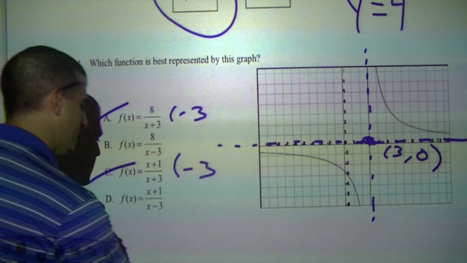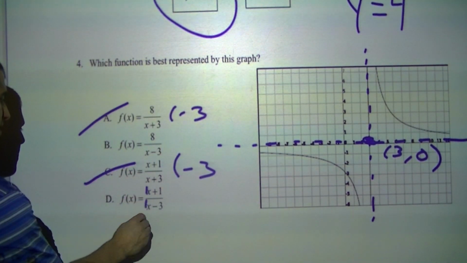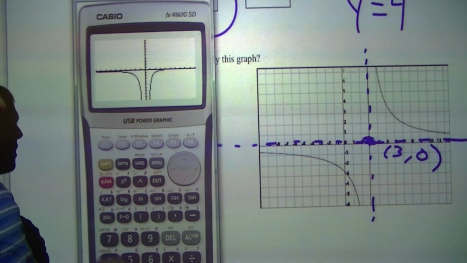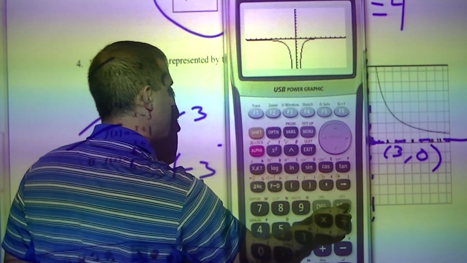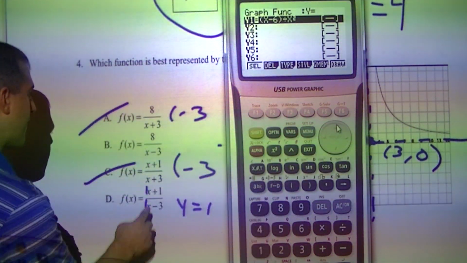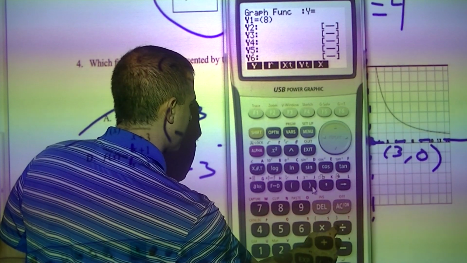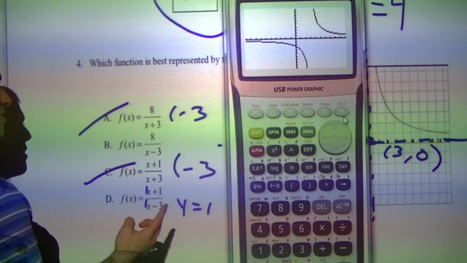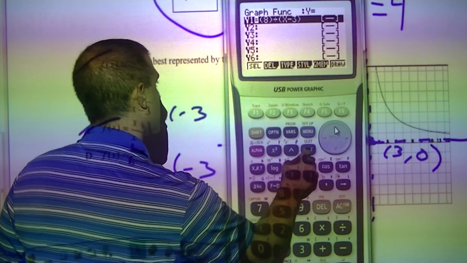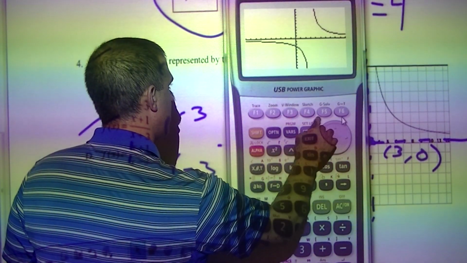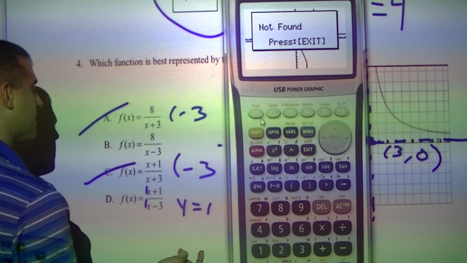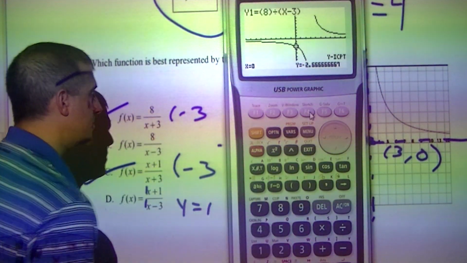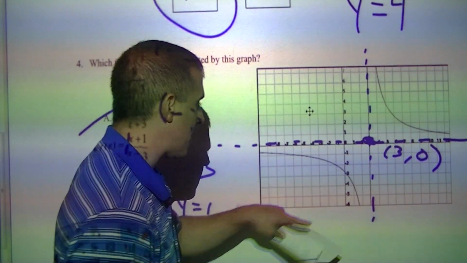Now, if this one has 1 and 1, that would be y equals 1. Well, that's not that. Also, something you can look at is graphing them. If I graph 8 divided by x minus 3 and draw it, that looks closer to the picture. I could also G-Solve root. Okay, doesn't cross there. G-Solve y-intercept -2.6. As you can see, that's about where that is.